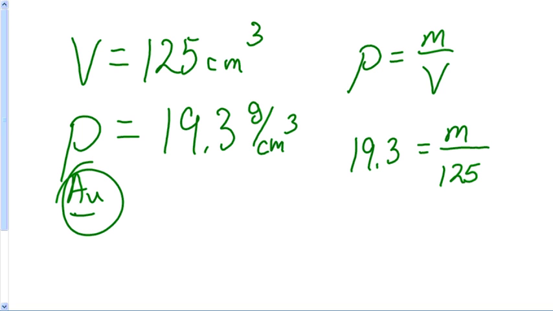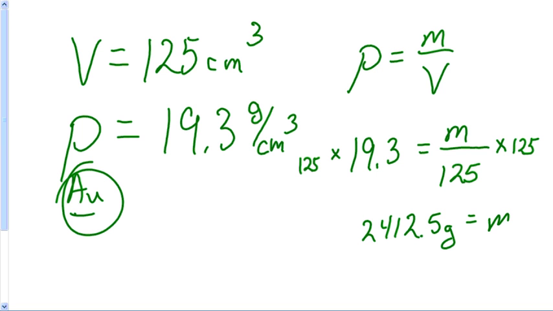Well, what's the opposite of dividing by 125? That's all algebra is, opposites. The opposite of dividing by 125 would be multiplying both sides by 125. So 125 times 19.3 would be 2,412.5 grams of gold. So that'd be my mass. I'm just curious. I'm going to do a conversion to pounds, which y'all are supposed to be able to do.